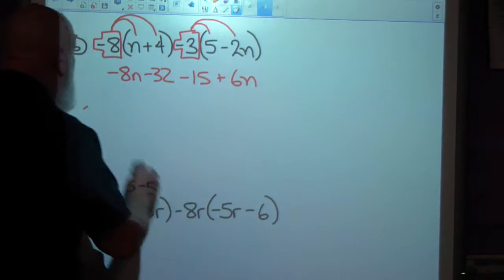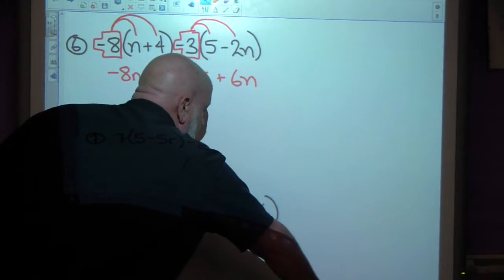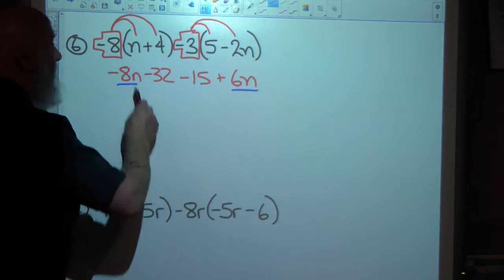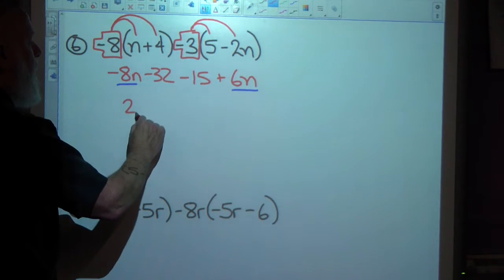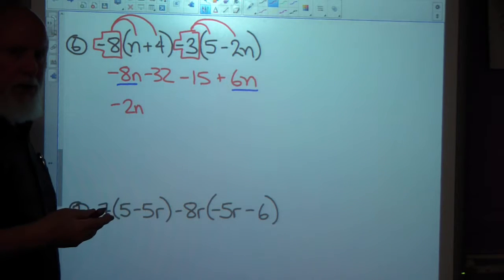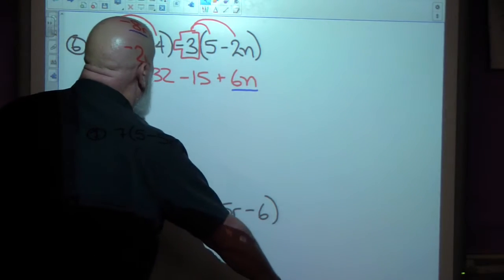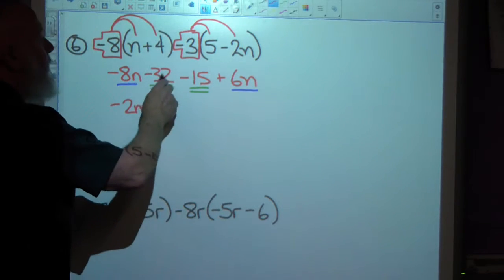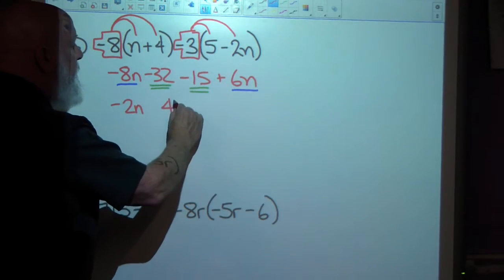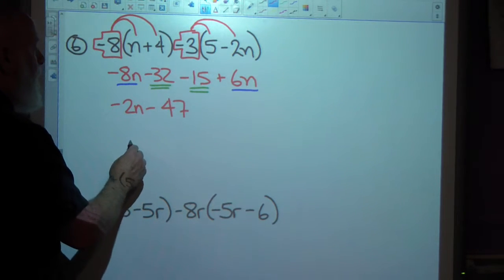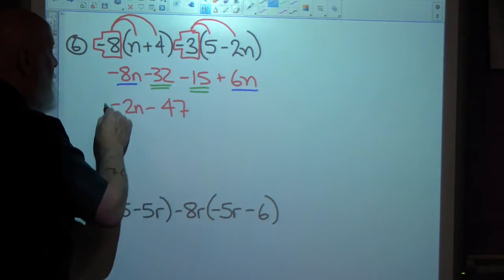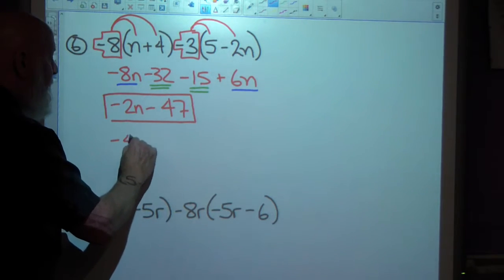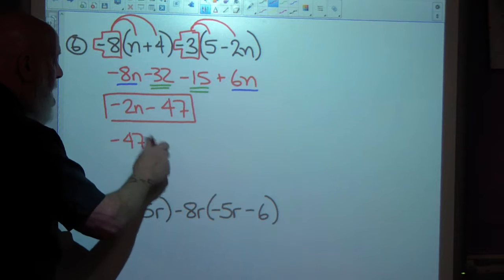Now we combine our like terms. And I'll take my n's first. There are different signs, so I'll subtract and keep the sign of the one with the greater absolute value. And then I'll add my constant terms, and they're both negative, so they're the same sign, so I'll add them together and keep the sign. So this is either negative 2n minus 47, which is how I would write it, but you could also write it negative 47 minus 2n.